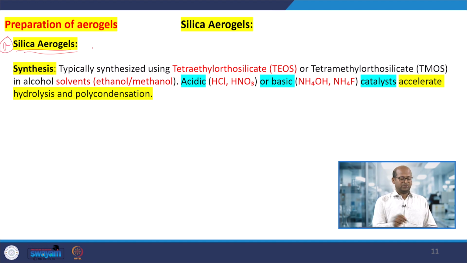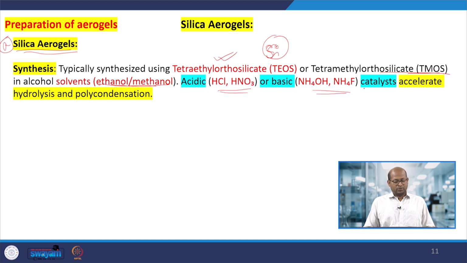So silica aerogel can be prepared by the sol-gel method. The precursors we have to use to synthesize these silica aerogels are tetraethyl orthosilicate, the silica precursor, or tetramethyl orthosilicate also. Either one we can use, TEOS or TMOS, and some ethanol or methanol can be the solvents, and acids or a base can be used for hydrolysis and polycondensation reactions.